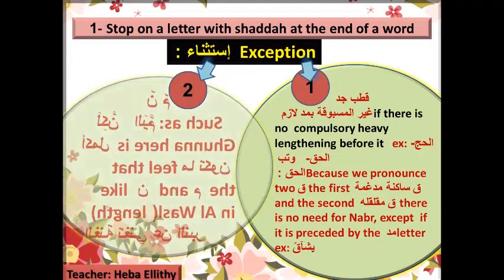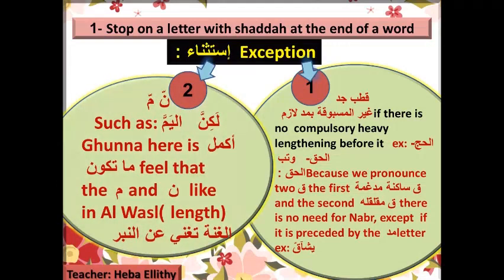Second exception is for noon sakina and mim sakina. We don't need to make nabr on them because of the ghunna on it. If I stop or if I connect, in both cases it's akmal ma yakun. It's the longest ghunna in the Quran, and the ghunna is enough to tell me here there are two letters. I don't need to make nabr to make the one who is listening to me understand it's two letters.